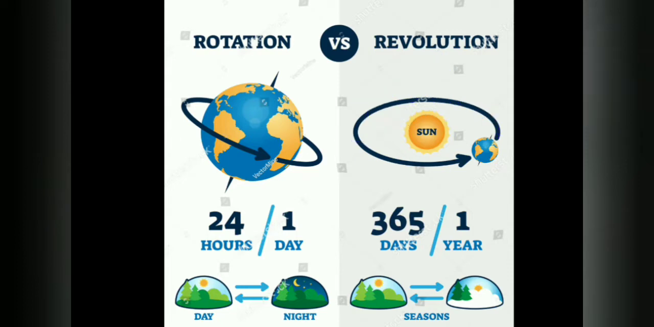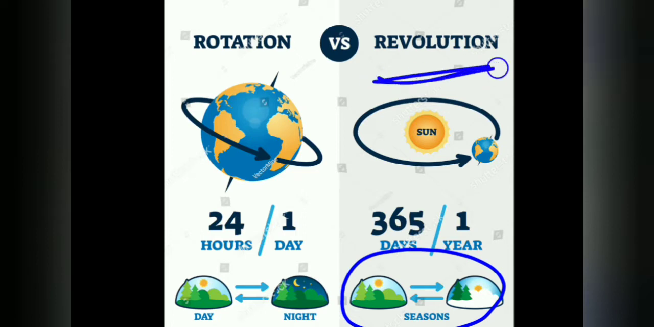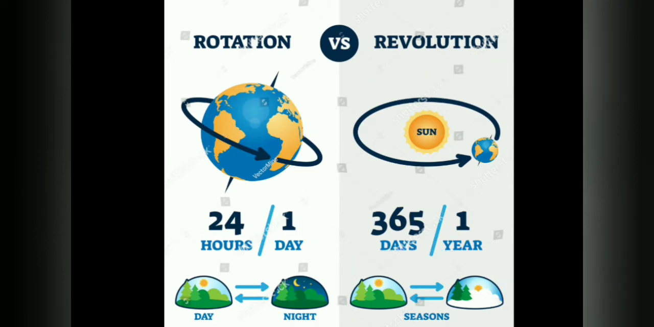And the revolution of the Earth causes seasons, it means summer, winter, autumn, spring, rainy. So the cause of the seasons is the revolution of the Earth. Are these things clear here? All right, now come ahead.